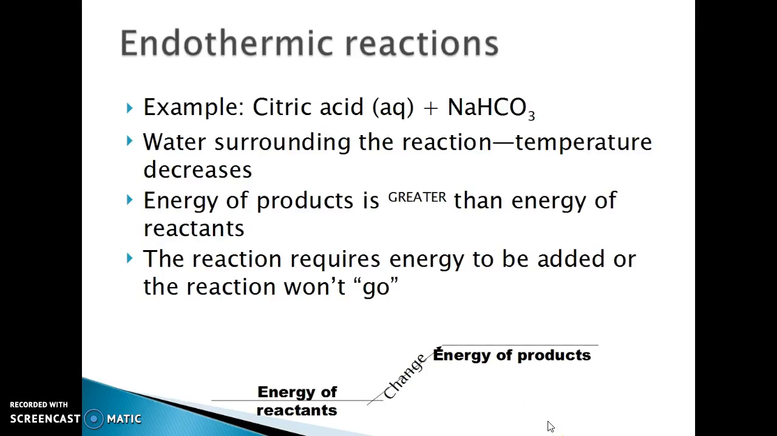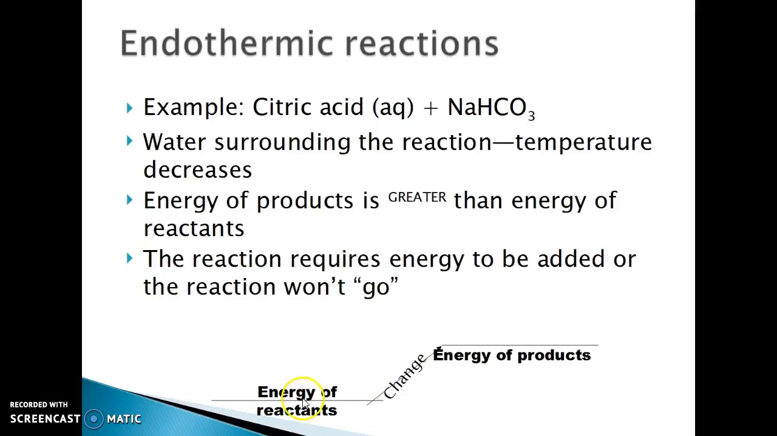So we call the first kind of reaction endothermic. Our example, citric acid and sodium hydrogen carbonate. The water surrounding the reaction saw a temperature reduction. It went down. That means the energy of products is greater than the energy of reactants. The reaction requires energy to be added, or the reaction simply won't happen.